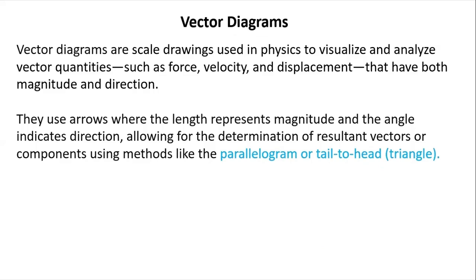Now we'll say vector diagrams. So vector diagrams are scale drawings used in physics to visualize and analyze vector quantities such as force, velocity, and displacement that have both magnitude and direction. They use arrows where the length represents magnitude and the angle indicates direction, allowing for determination of resultant vectors or components using methods like the parallelogram or tail to head triangle.